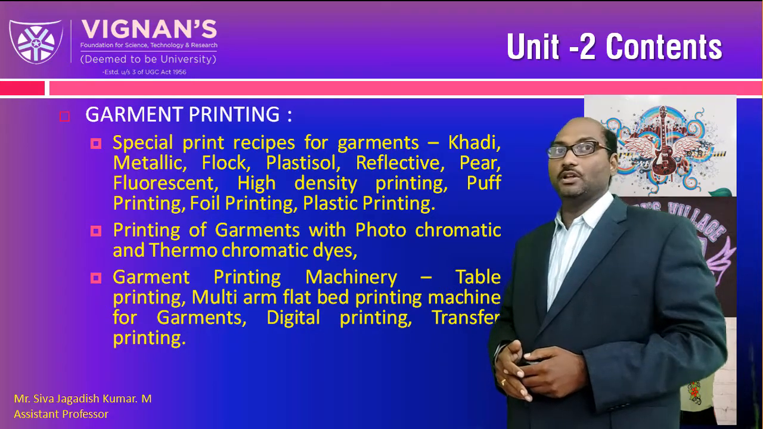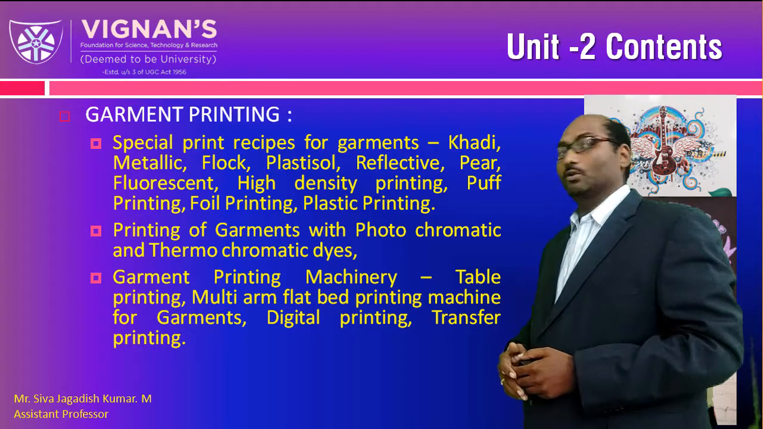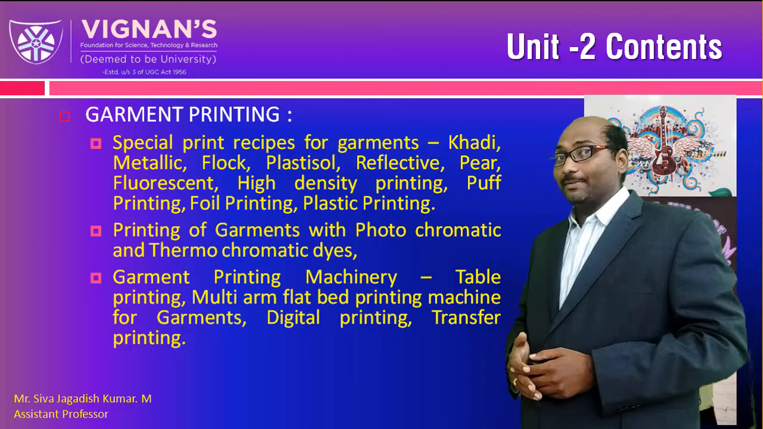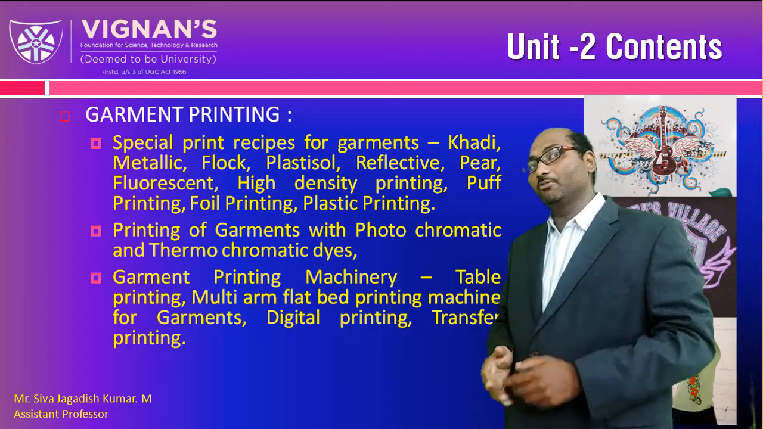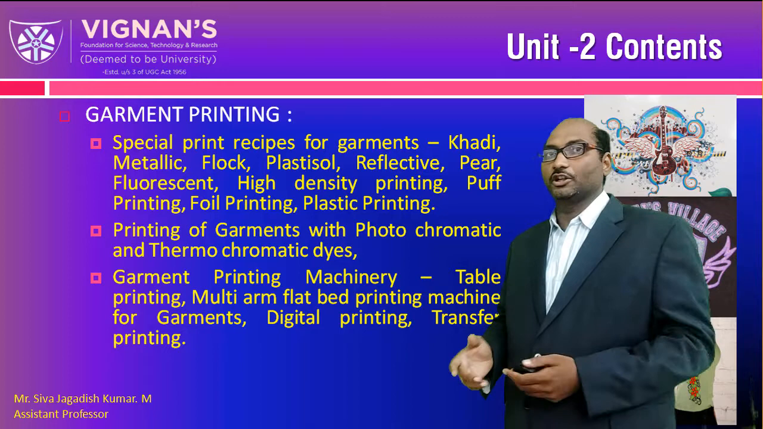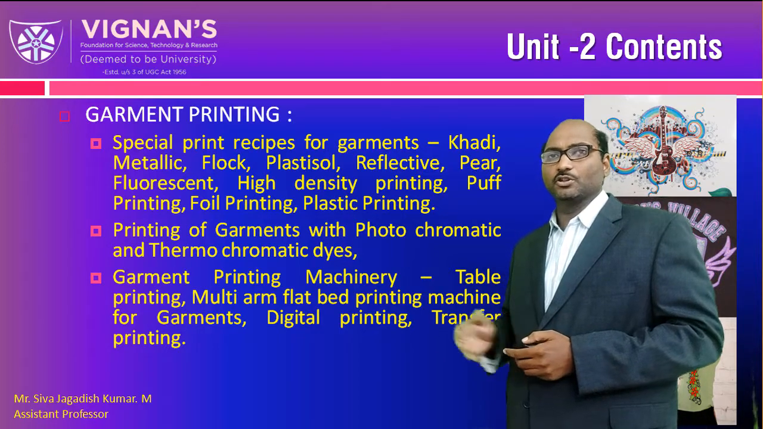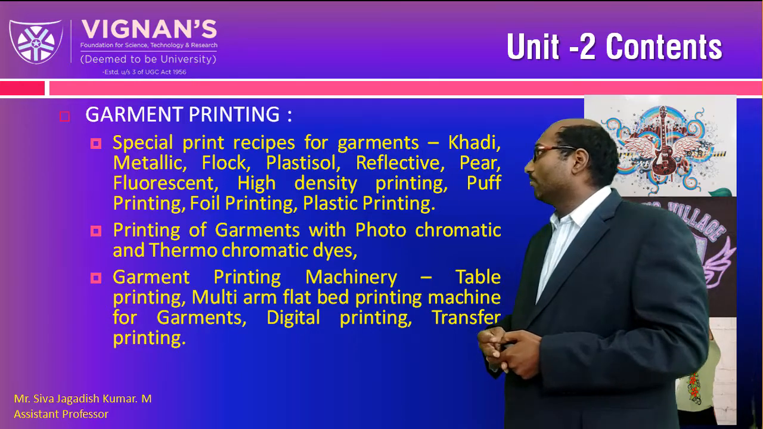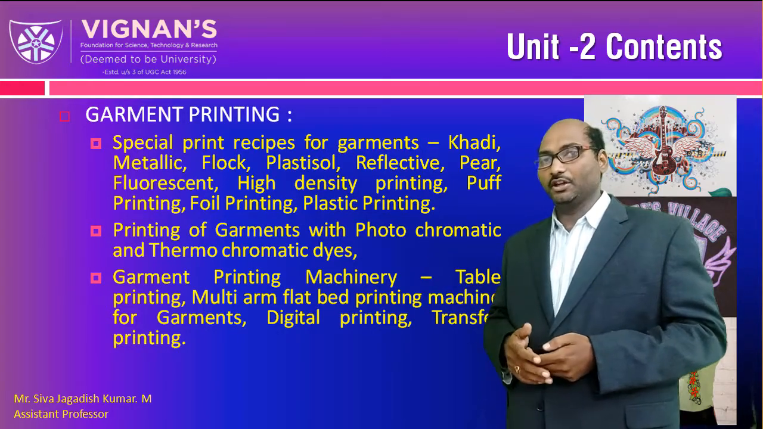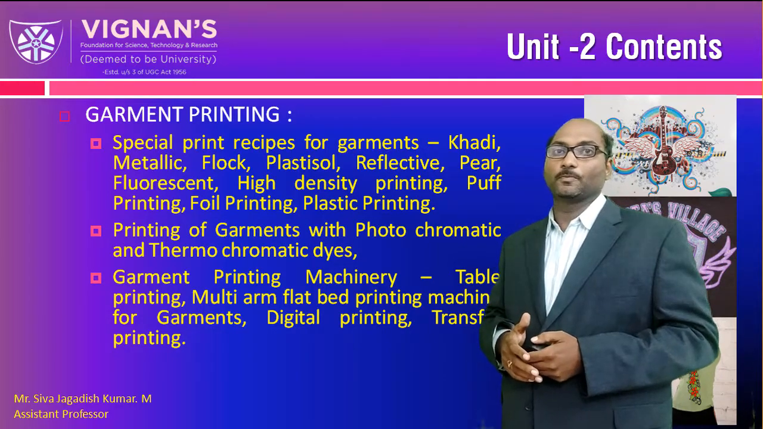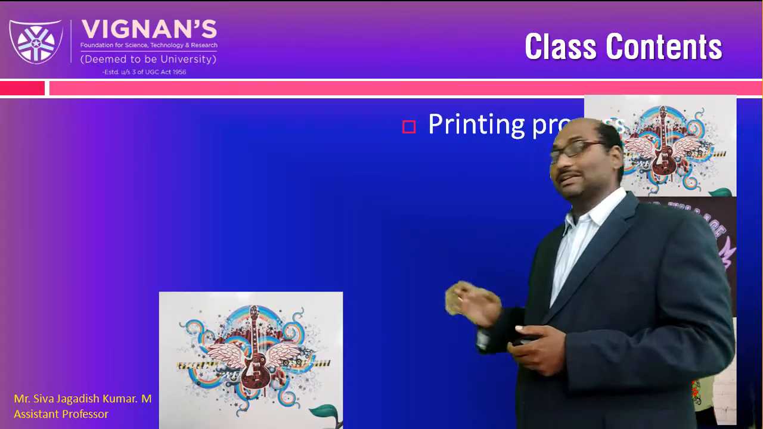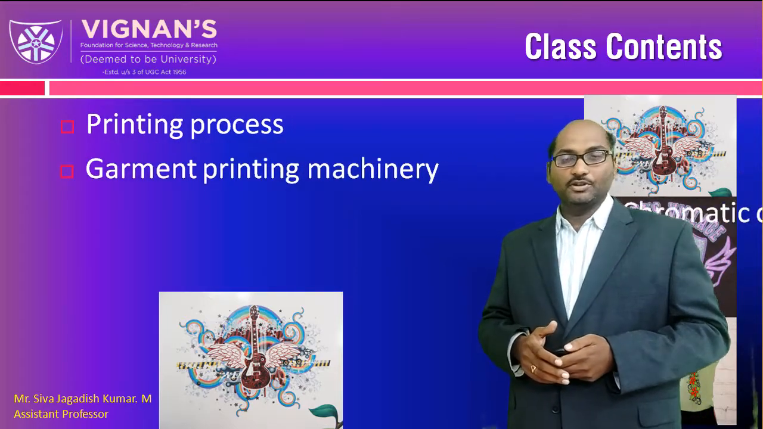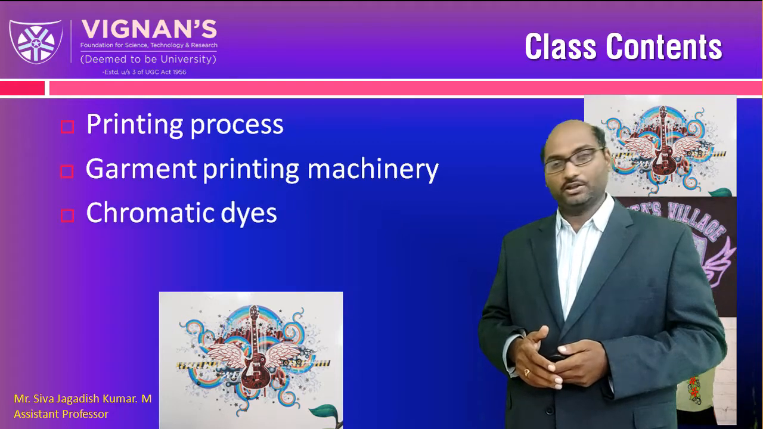So we are going to discuss the printing of garments with photochromatic and thermochromatic dyes. The process is basically the same. And the garment printing machinery, like table printing, multi-arm, flatbed printing machines, digital printing and transfer printing machines. We have already discussed these in earlier videos, but in order to complete this topic, we are going to discuss the specific machinery in detail. So this class contains the printing process for various types of prints, the garment printing machinery and the chromatic dyes.